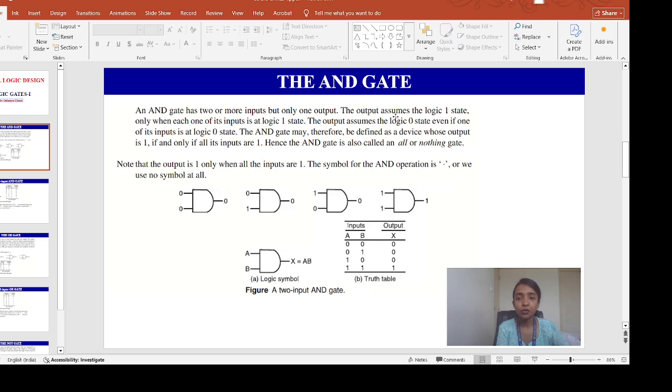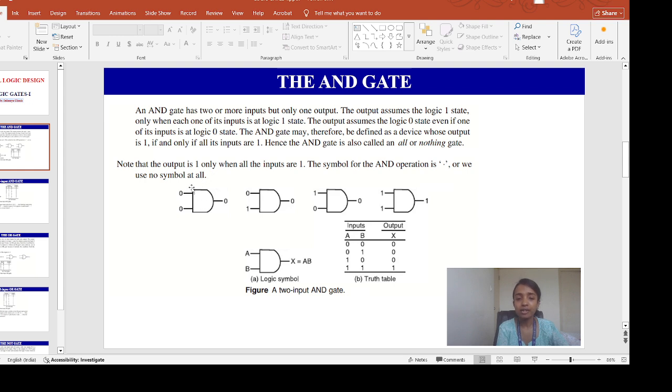The output assumes the logic 1 state only when each of its inputs is at logic 1 state. The output assumes the logic 0 state even if one of its inputs is at logic 0 state. The AND gate may therefore be defined as a device whose output is 1 if and only if all its inputs are 1. Hence, the AND gate is also called an all or nothing gate.